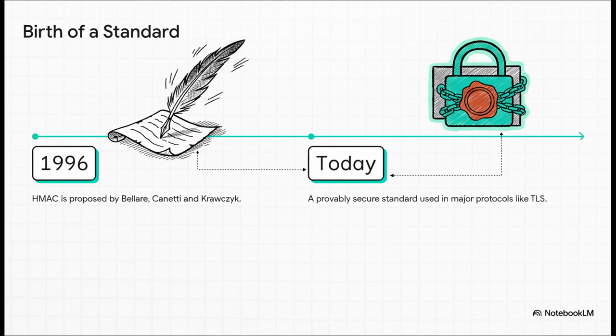And this wasn't just some random idea. Back in 1996, a team of cryptographers, Bellare, Canetti, and Krawczyk, formally laid out the HMAC construction. And their work was so solid, so robust, that today, decades later, it is still the gold standard and one of the absolute cornerstones of internet security.